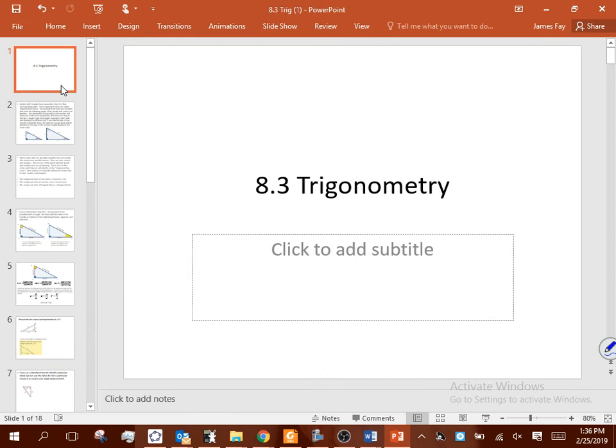So the things we've done with the Pythagorean theorem, and the word trigonometry, tri meaning three, gon meaning angle, metry meaning measurement. Put all that together: triangle measurements, right? We've been doing that since essentially chapter 4.